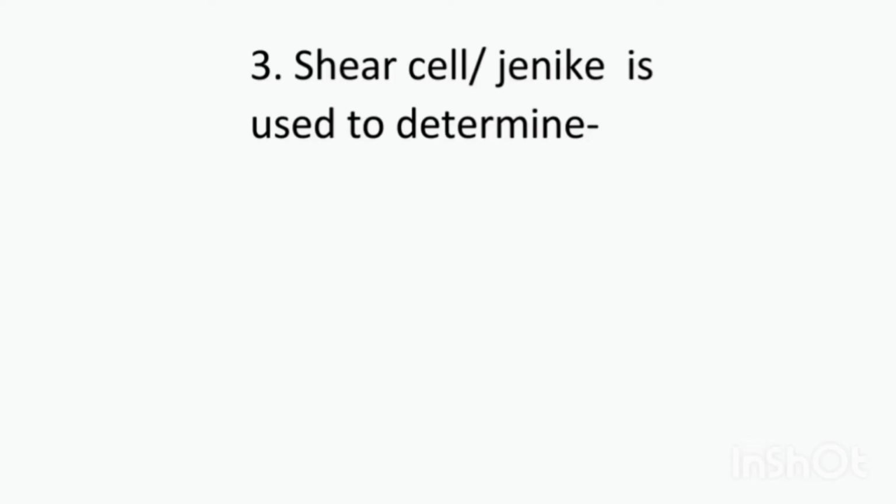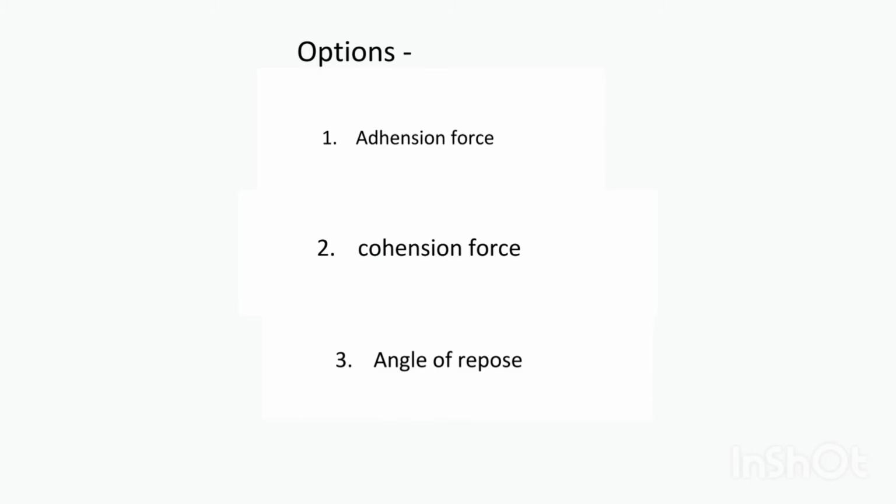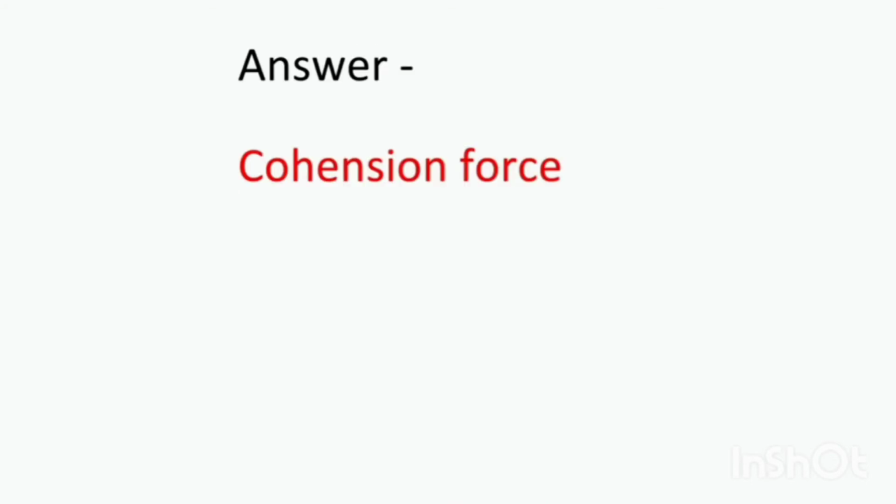Then the third question: shear cell or Jennings cell is used to determine option A, adhesion force, option B, cohesion force, option C, angle of repulsion, and option D, none. The answer is option B, that is cohesion force.